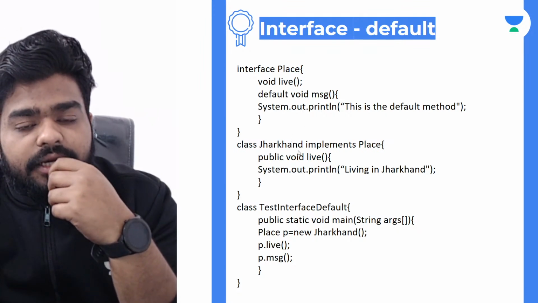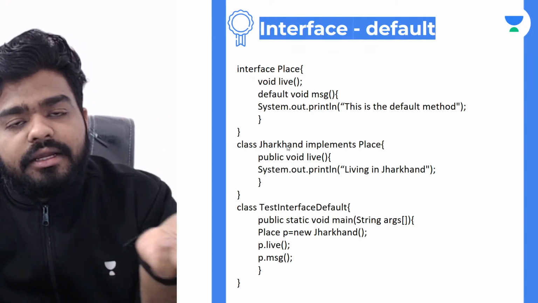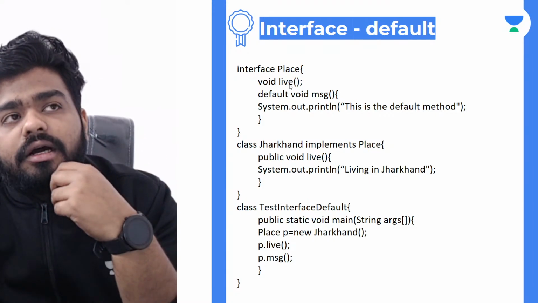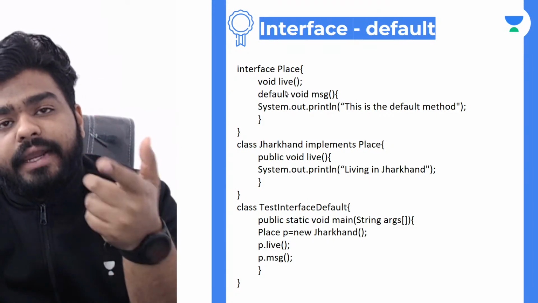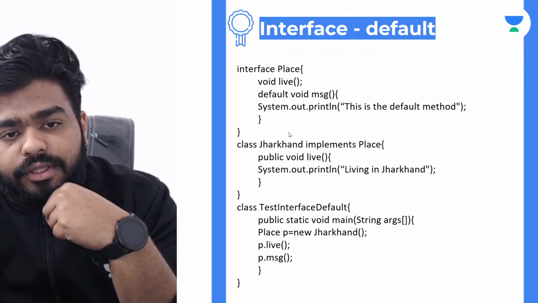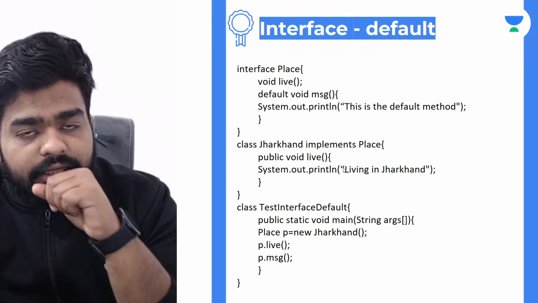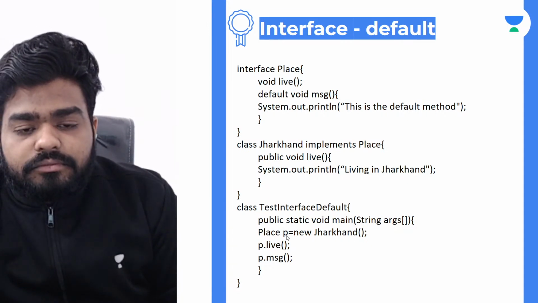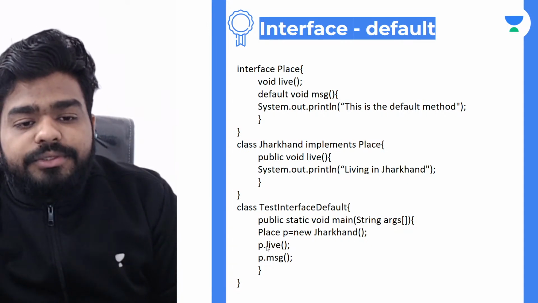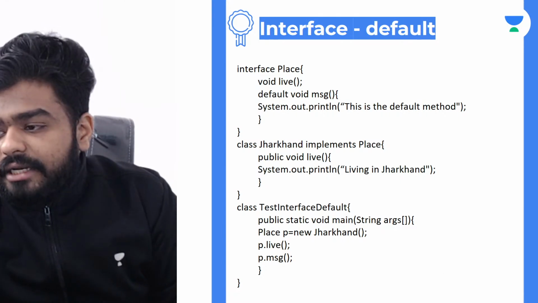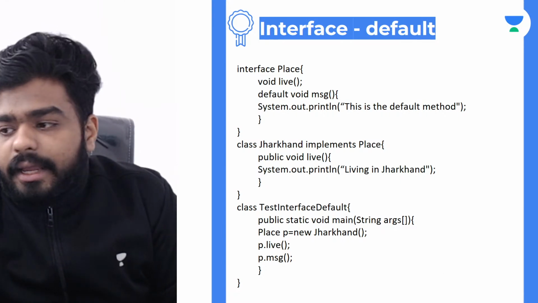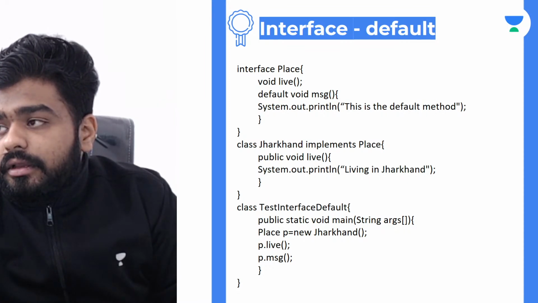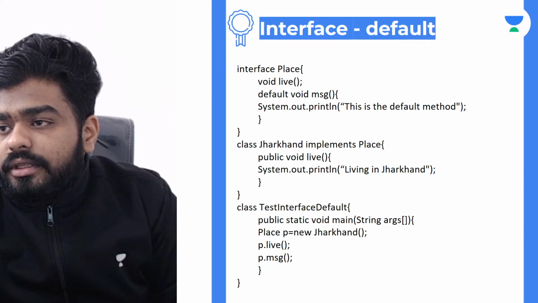And then class Jharkhand implements place. So class Jharkhand is nothing but a child class in which I am actually defining the undefined method of the place interface, which is live. I'm just defining that, and then I'm creating a Jharkhand object, and I'm using that object to call the live and message methods. So let me do one thing. I'm going to take this particular example and put it in my program. Just 1 second.